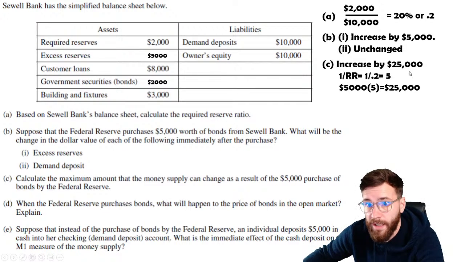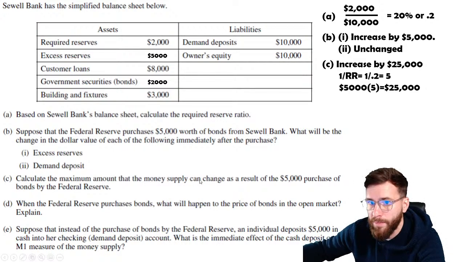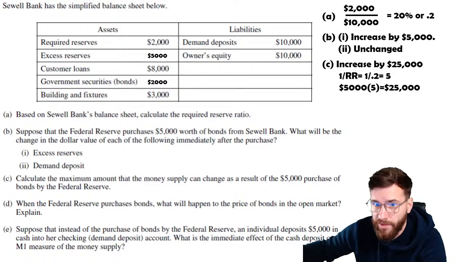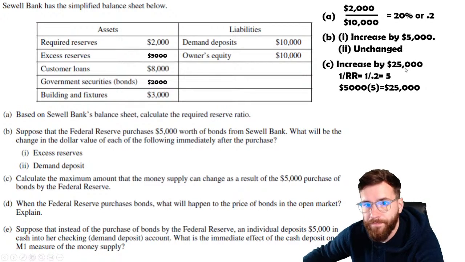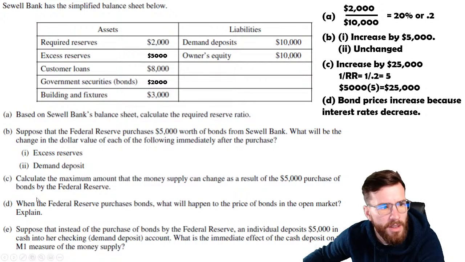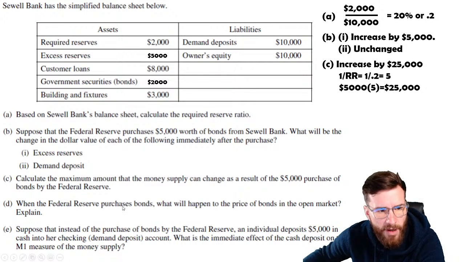You have to make sure you say increase because we're buying bonds. If the Fed was selling bonds and they're taking money out of the system, that would decrease by $25,000. So the answer is increase by $25,000. And I showed my work. It doesn't say explain, you don't have to, but just so you can look back at this if you need to.